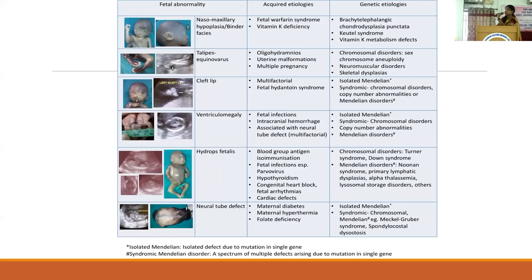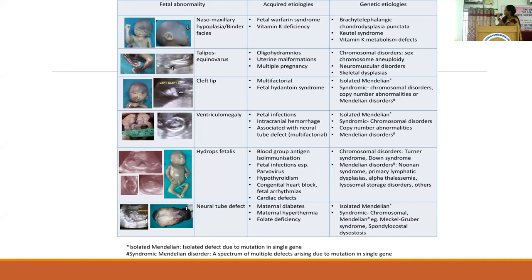So whenever we come across any fetal abnormality in the ultrasound, the common fetal abnormalities and the etiologies are given in this chart. The common fetal abnormality with the midline facial defect, like nasomaxillary hypoplasia, can either be an induced effect by fetal warfarin syndrome or maybe associated with genetic etiologies like chondrodysplasia punctata, the Keutel syndrome, vitamin K metabolic defects. So our focus will be to study from the history whether she has had warfarin embryopathy, vitamin K deficiency, or whether it has an underlying genetic etiology. All these things will present in a similar way.